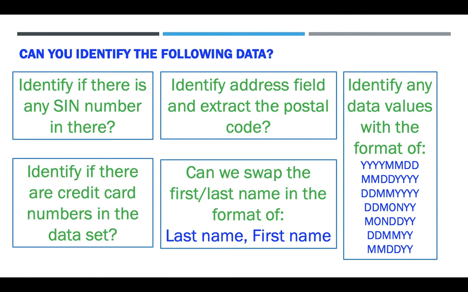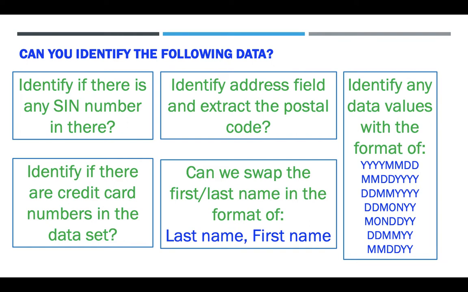For example, at work, sometimes you need to identify sensitive data. The first one is the SIN number. In Canada, we use the SIN number. In the US, they use the social security number. So how do you identify a SIN number?